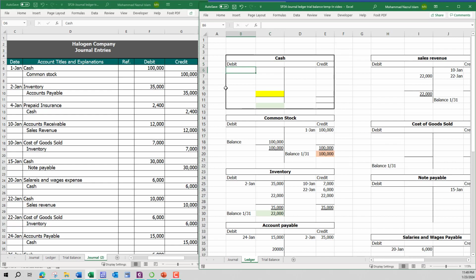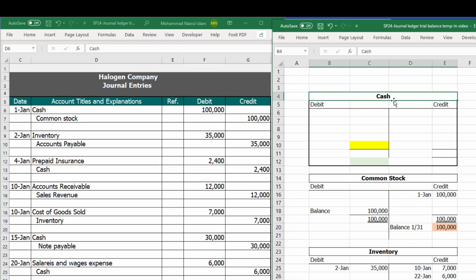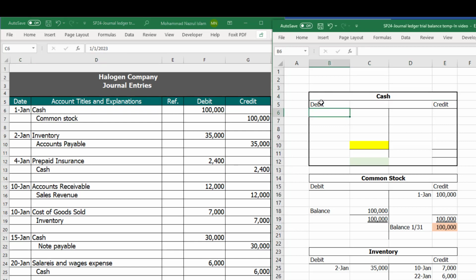So we can see that cash has many transactions. First, we have the cash account over here. This part is the debit side, and this one is the credit side. First, we look at the journal entry. We can see that cash is debit over here, and the date is January 1st. So I will post the cash amount of 100,000 on the debit side, January 1st. So this one is done.